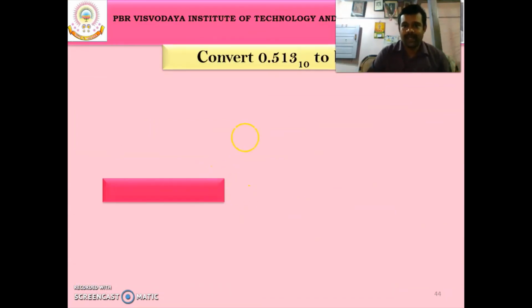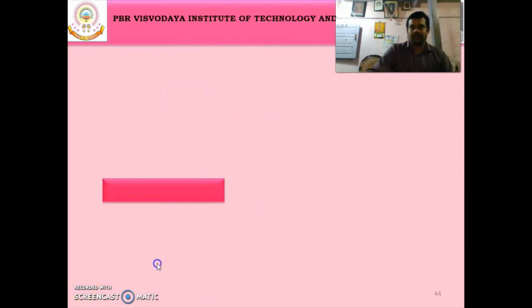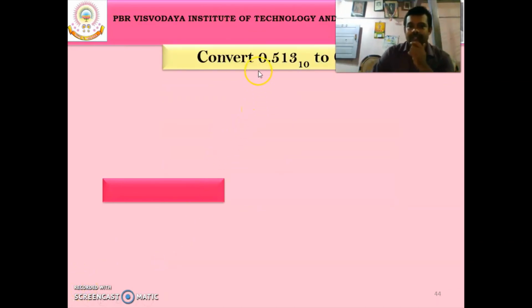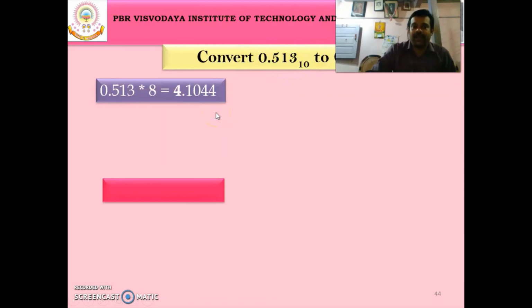So next we are going to convert 0.513 from base 10 to octal. That is, we are converting this decimal number to octal. This is a fraction and we are converting it to octal. So what we are doing is we are multiplying this 0.513 by 8.